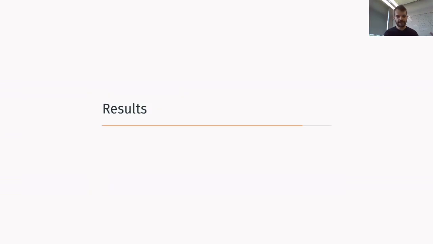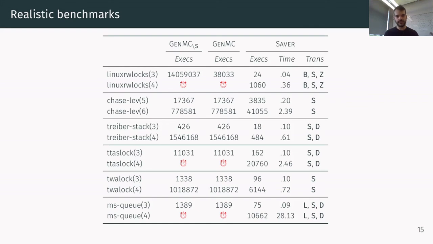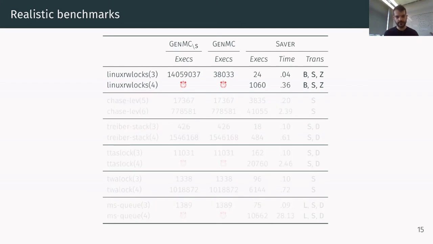And finally, let me conclude with some results. These are some benchmarks that we tried. We have more benchmarks in the paper. Of course, I'm not expecting you to read this. I'm just going to focus on the reader-writer lock example that I also had in the introduction. This is our tool Saver. This is GenMC, on which Saver is based.